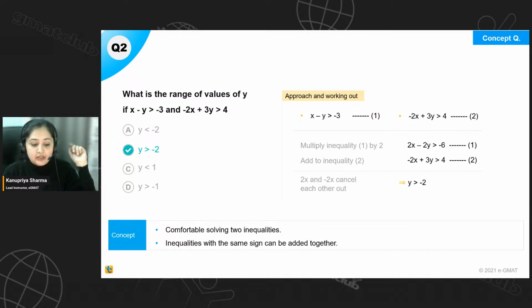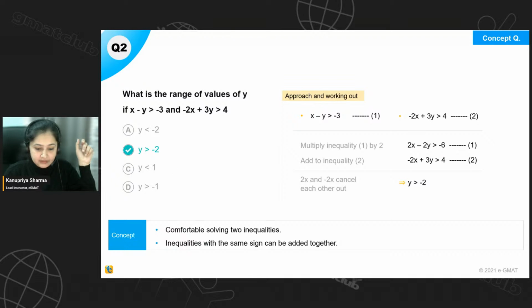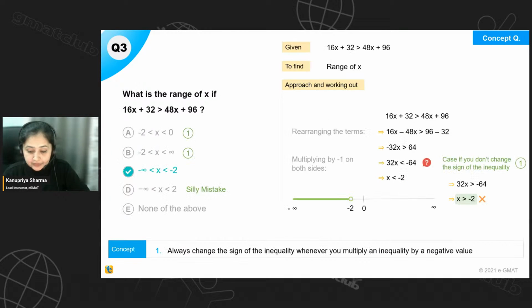Question number 2, you have these two inequalities given to you. So you can multiply this first one. All right. So you can multiply this first one. Sorry for that. Yeah. So the first one can be multiplied by 2, and then you can add the two inequalities, and then you get y is greater than negative 2.